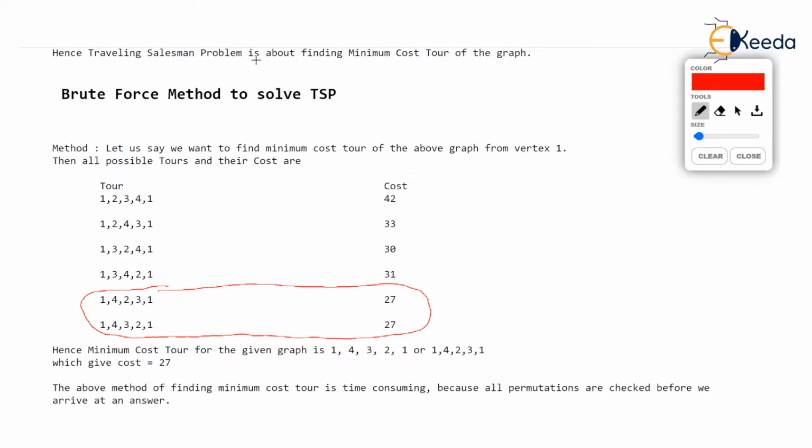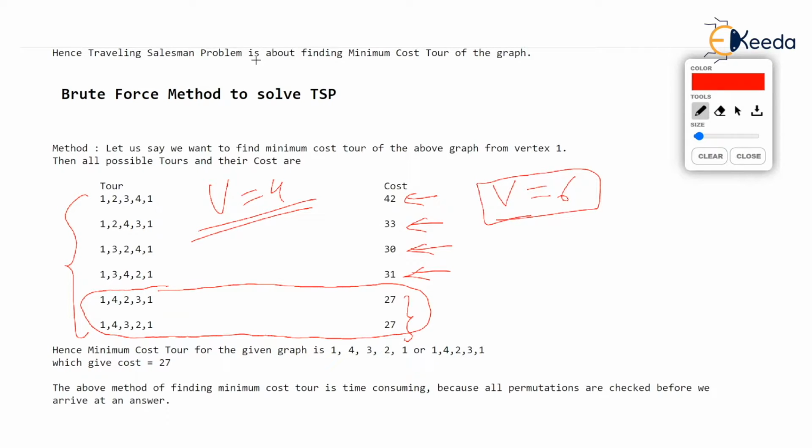When we had V equal to 4 vertices, we had 6 tours. And we had to check all these tours and compute their cost. The cost of each tour was computed by adding the weights. And then the minimum was found, isn't it? So just imagine if we have 6 vertices, then how many tours will we have? It is (V minus 1) factorial tours. That means we will have 5 factorial tours, which is 120 tours.